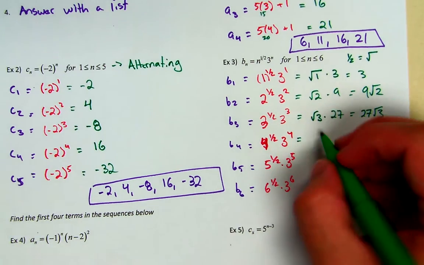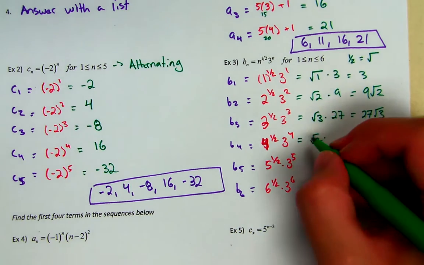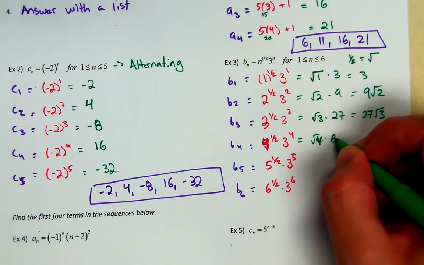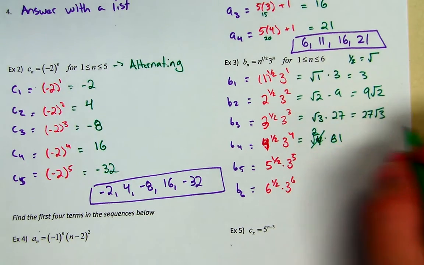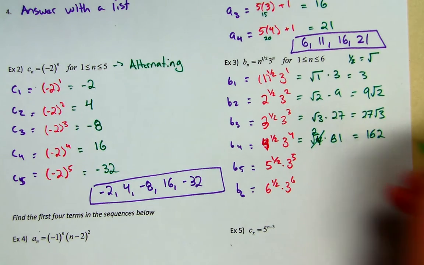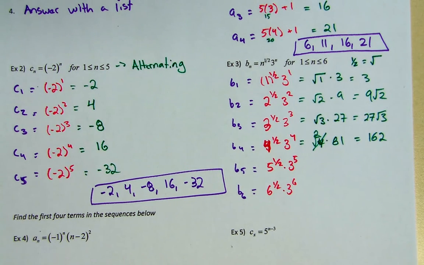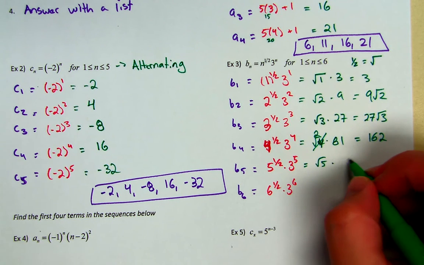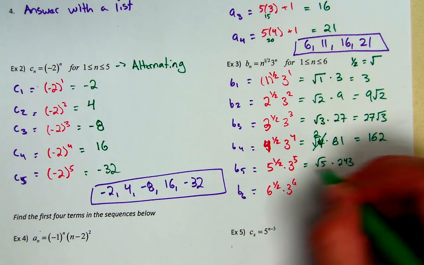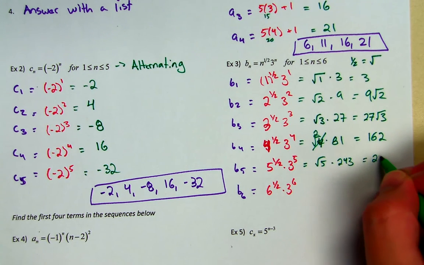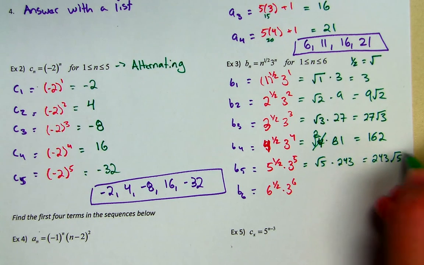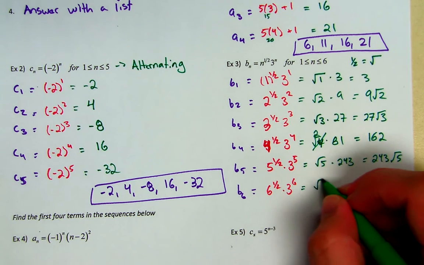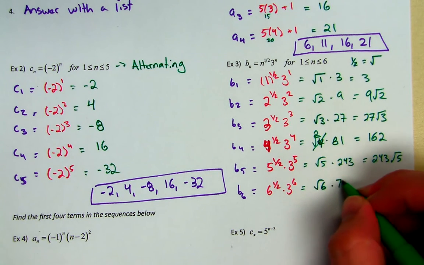Here's where it gets a little bit more complicated. Square root of 4 times 81. Well, this is really 2. 2 times 81 is 162. Alright, keep moving. Square root of 5 times 243, that's 3 to the 5th. 243 root 5. And root 6 times 729.